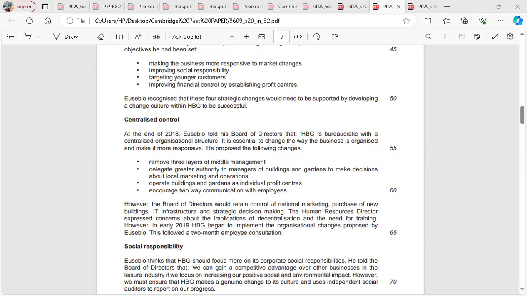Operates buildings and gardens as individual profit centers. So you want to work separately now. Instead of working everything together, we want to separate them so I can know the profit this one is making, the profit that one is making. I'm doing this analysis. This is not where the question is, but I'm trying to analyze the case study before we go into the question. Do you like it that way?